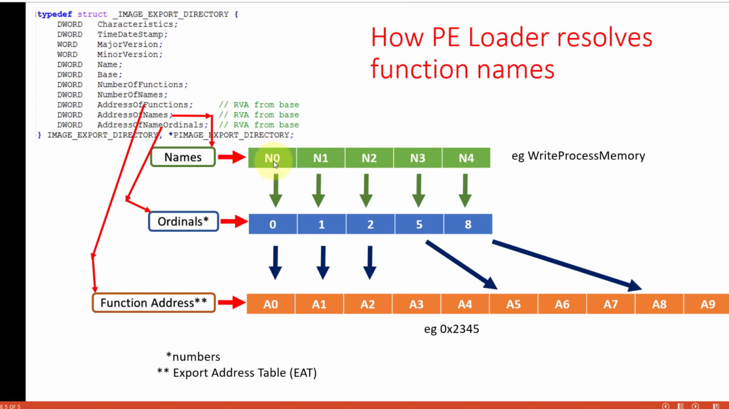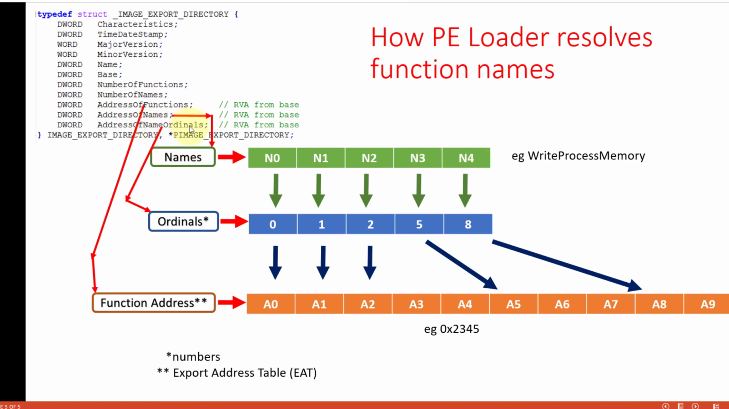Next one is address of names, which is represented here. All these are addresses to name strings, for example, write process memory. So these are all human readable strings, which I've used N0 to represent, N1 and N2 and so on. One of these could be, say, write process memory, another one could be get proc address, next one could be get module handle, and so on and so forth. These are the string names for the functions.